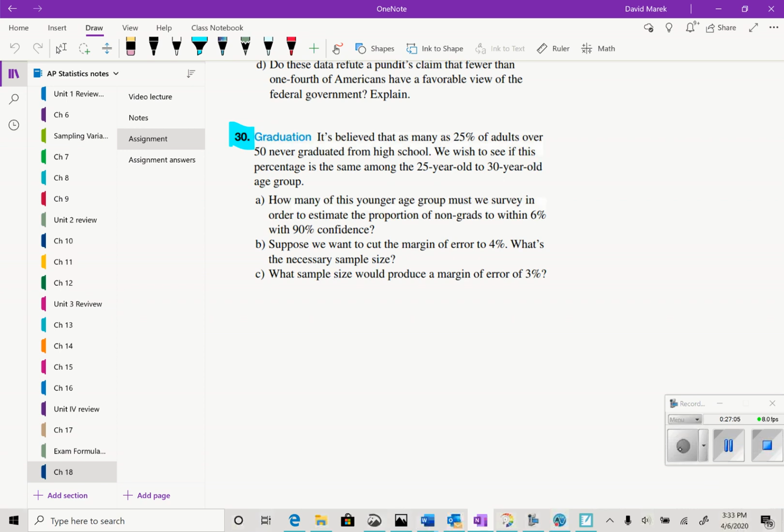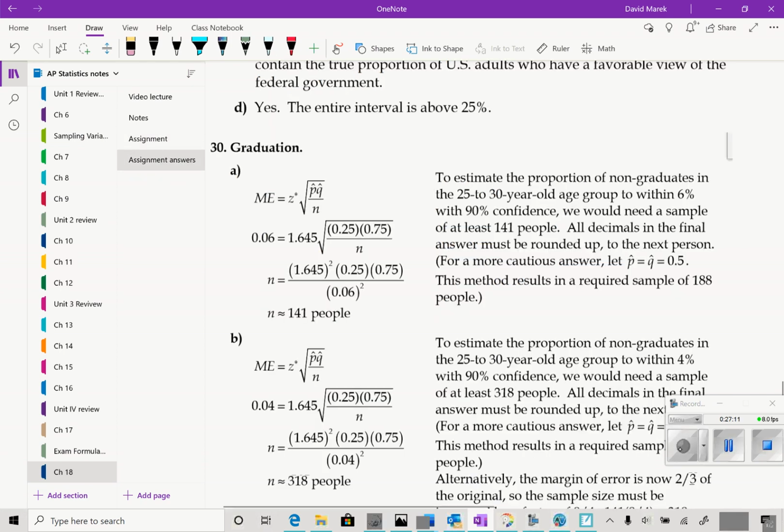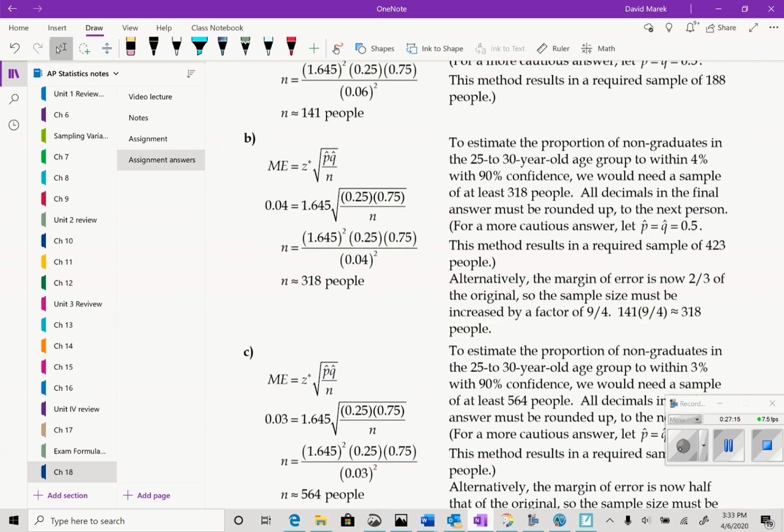Suppose we want to cut the margin of error to 4%. So if the margin of error goes down, the sample size has to go up. Okay, so basically they did the same kind of voodoo. Sticking with a 90% confidence interval, the z star is still the 1.645, but we've now dropped the margin of error from 6% down to 4%. Same type of algebra, 318 people. Okay.